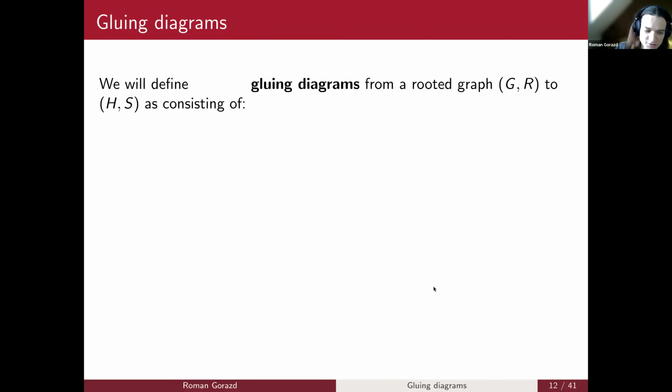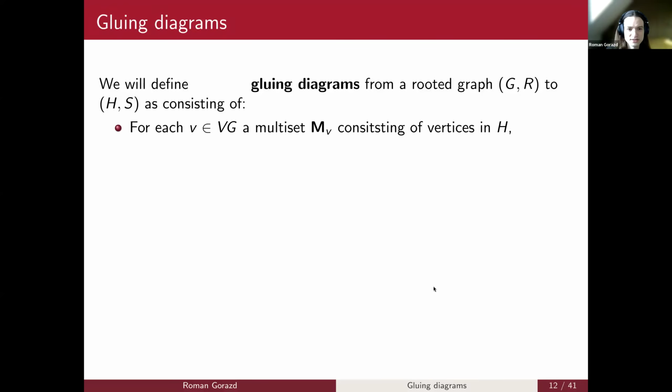So now we can define gluing diagrams. Gluing diagrams will have a few components. So first we have a multiset for every vertex in G, a multiset of vertices in H. So we're connecting a graph G to graph H. They're rooted, so we have a special vertex here, R and S, that's usually a root, but it doesn't even have to be a root in the end.